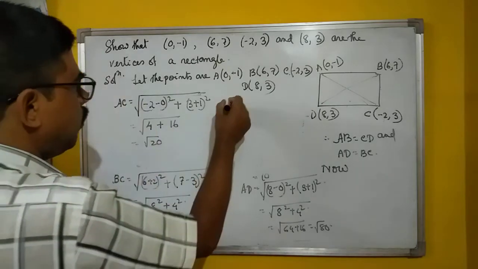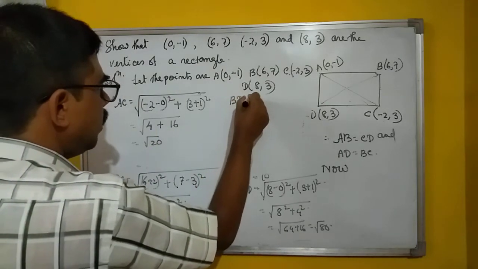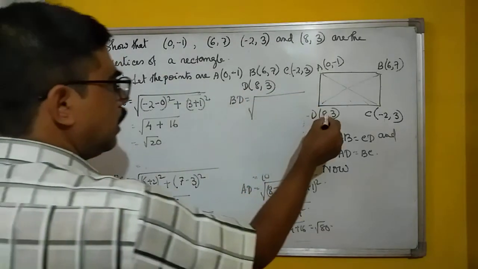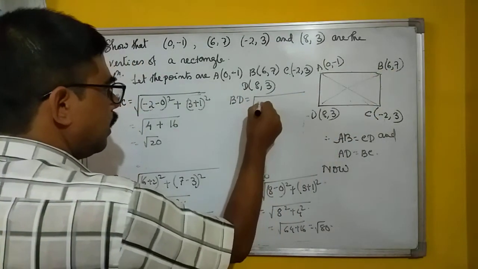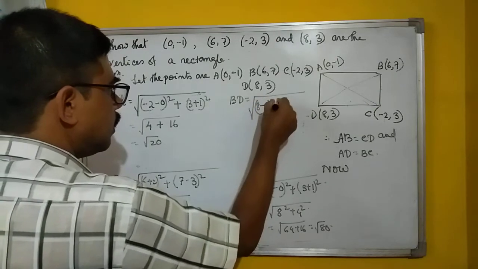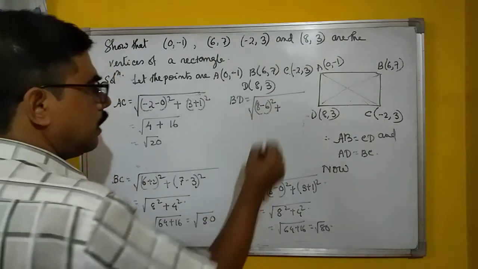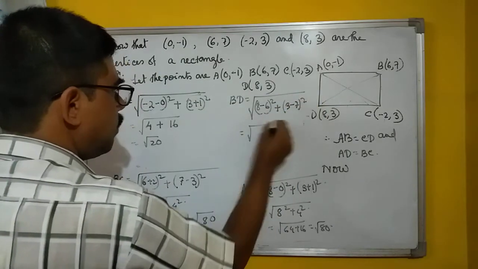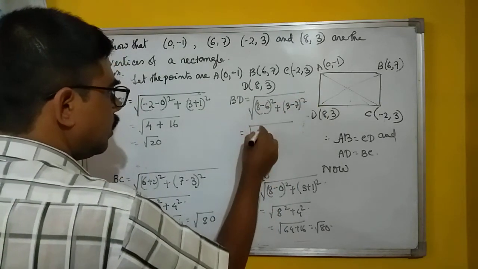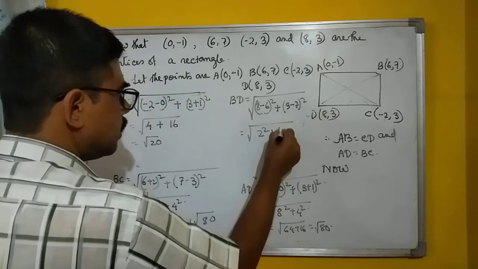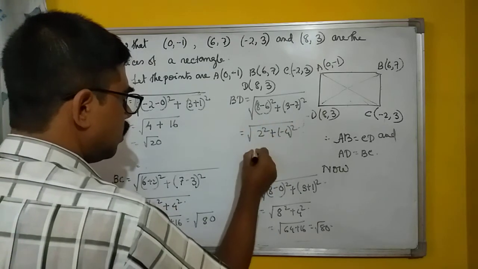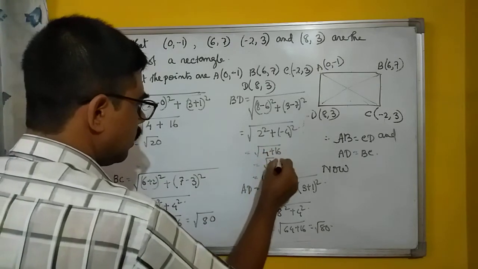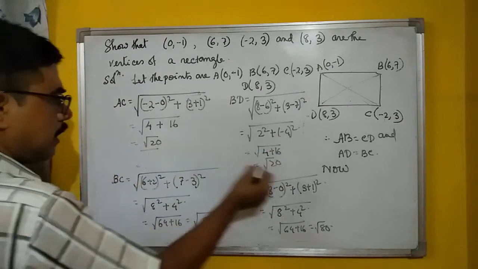Then after that you will find BD. What will we get for BD? Root over. So BD will be what? (8 minus 6) whole square plus (3 minus 7) whole square. So 8 minus 6 is 2, squared, plus minus 4 squared. So it is 4 plus 16. That means root 20. So see here, the diagonals are also equal.